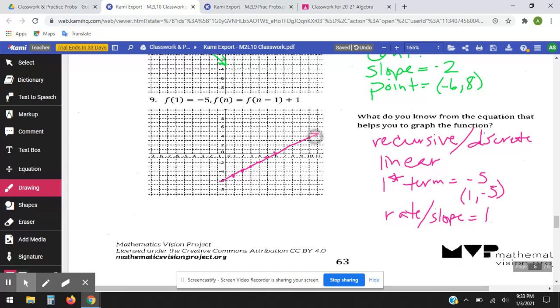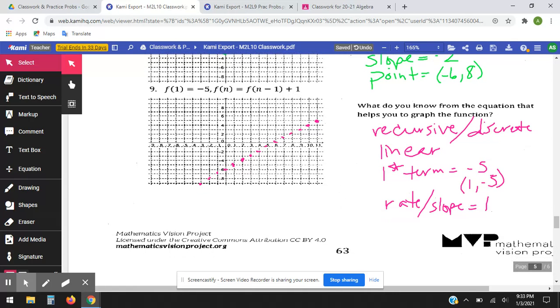And there we go. I have made, oh, undo. We do not want to connect those, do we? We have to put all those dots because this is discrete. Good catch there. All right. And that's it. We have worked through basically the review of Module 2. Great job. See you next time.